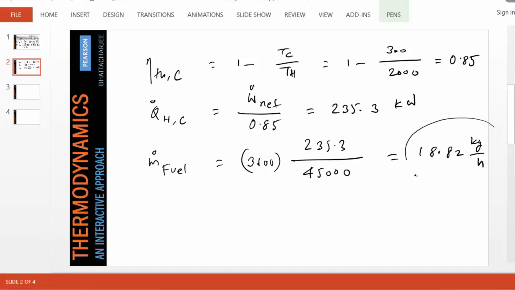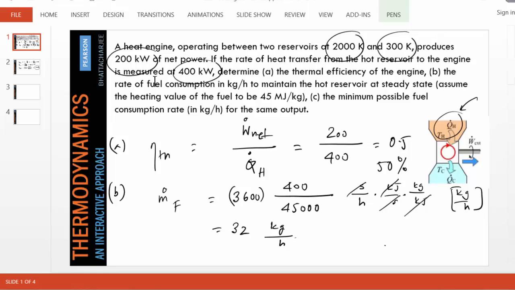So therefore, we found the minimum amount of fuel that we need to produce the same amount of output, versus in an actual engine, which is only 50% efficient, we need a lot more. We need 32 kg per hour. So I hope the answers make sense, and we'll go ahead and try to verify. Even though it's such a simple problem, we'll make a habit of verifying every solution using a test step wherever possible.